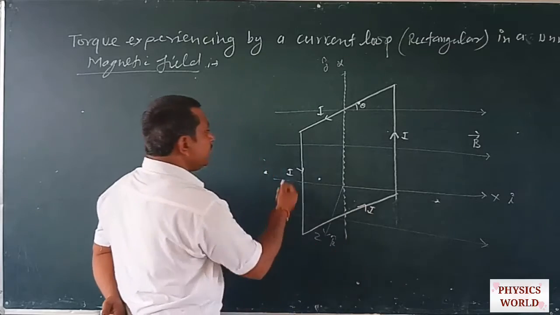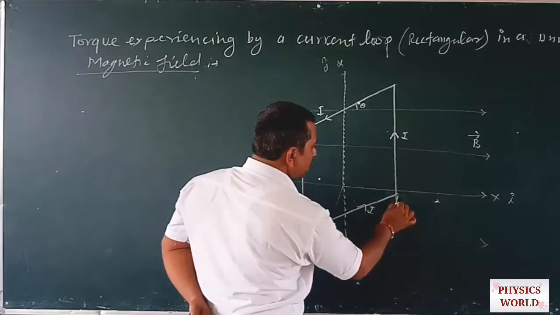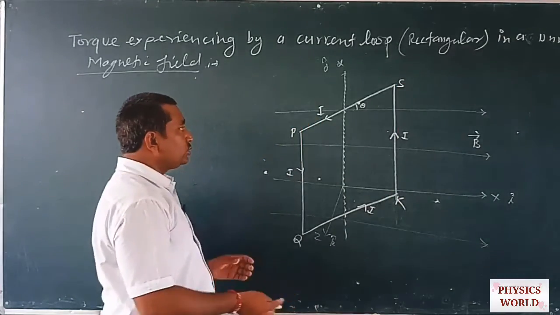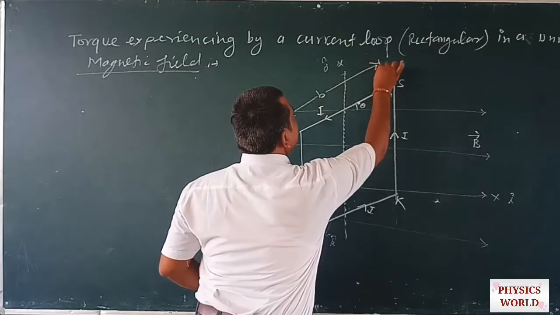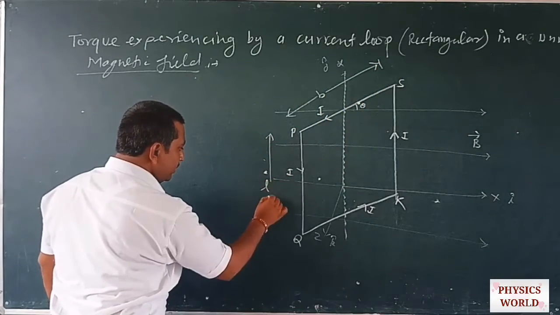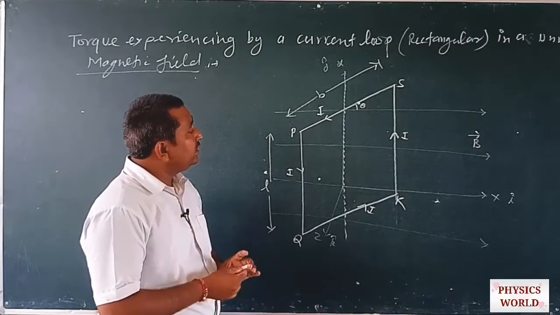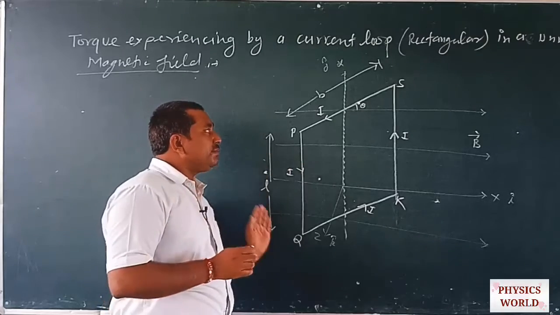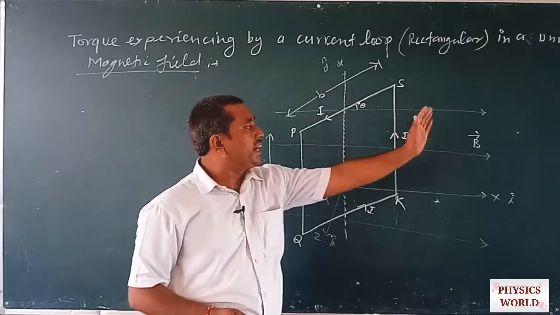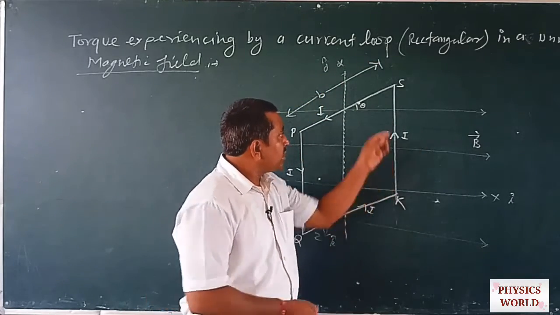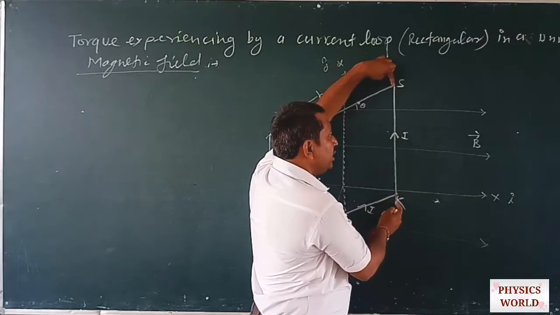We denote the rectangular coil by the name PQRS. Since it is a rectangular coil, the breadth of the coil is taken as b and the length of the coil is taken as l, so the area is l times b. What will be the force experienced by each side of this wire, because all this current-carrying wire is placed in a uniform magnetic field?